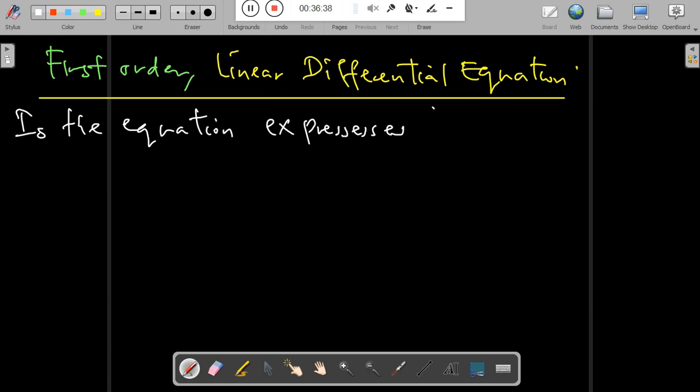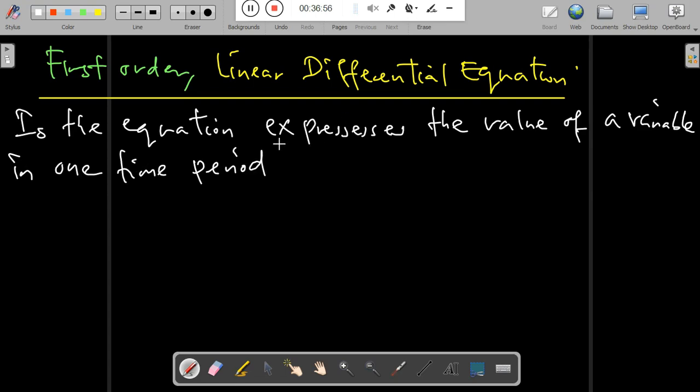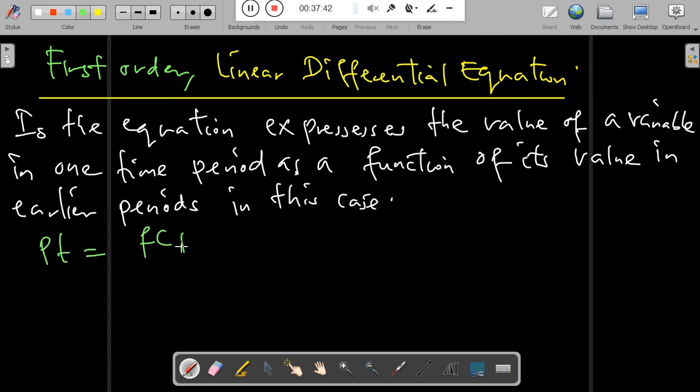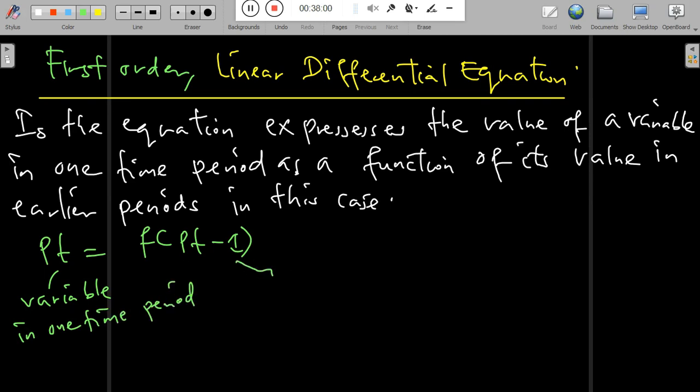So what is the first order linear differential equation? It is an equation that expresses the value of a variable in one time period as a function of its value in the earlier periods. So, as I told you, the current price is a function of the base year price. That is a variable in one time period and a function of the variable in the earlier period, which we sometimes call the old period.